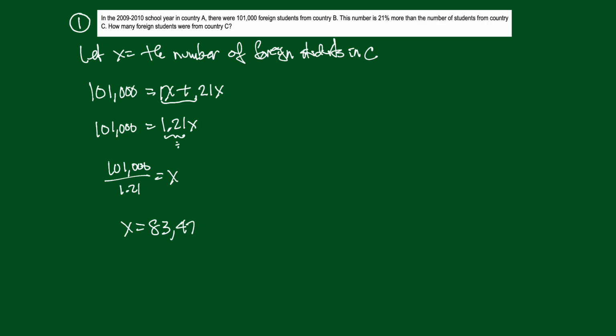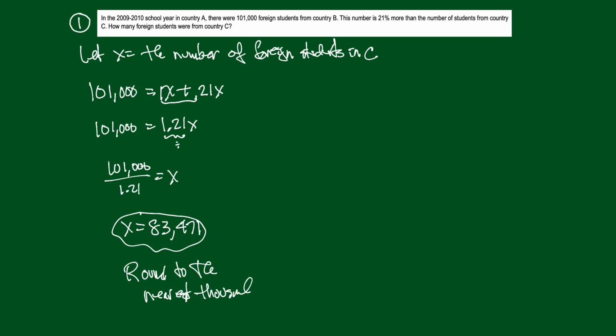I'm not going to put any decimals, but I notice that's the number, but what the problem tells me to do is simplify my answer, round to the nearest thousand. Okay, this is what it says in the problem, nearest thousand. So the nearest thousand is right here. Now, the number to the right is below 5, so I'm just going to round it down. So how many were in country C? About 83,000.